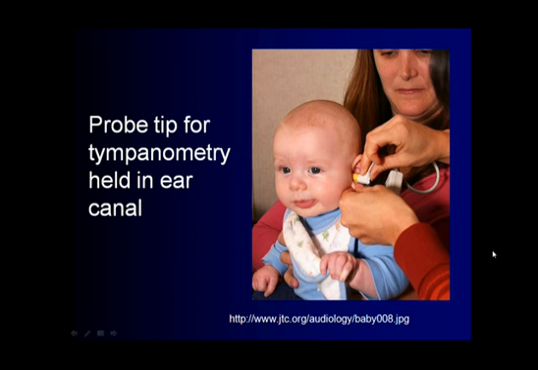So here's a little guy waiting for the measurement of his tympanogram. So we're going to conduct tympanometry. Notice there's a little probe tip that goes inside the ear, and we're going to force air in and out of his little ear. Because of that, we need to get a very, very good seal with that rubber probe tip seated inside the ear canal.